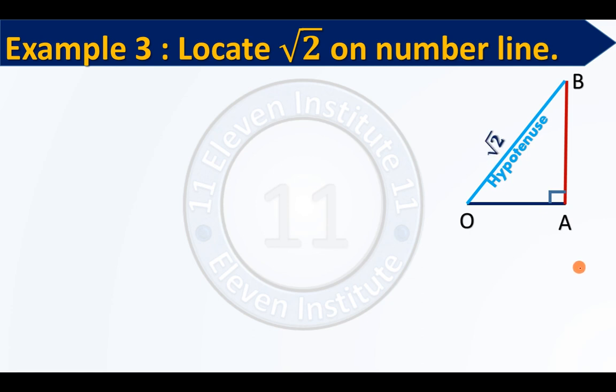What we want on the hypotenuse is root 2. Now let us revise Pythagoras theorem. What is Pythagoras theorem? The sum of squares of these two sides. It means if I have the value of OA and I square it, I will get OA square. If I have the value of AB and I square it, I will get AB square. And when I add them, I will get OB square.